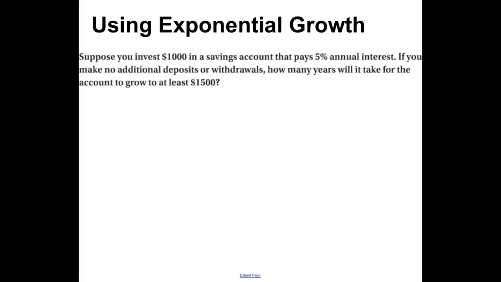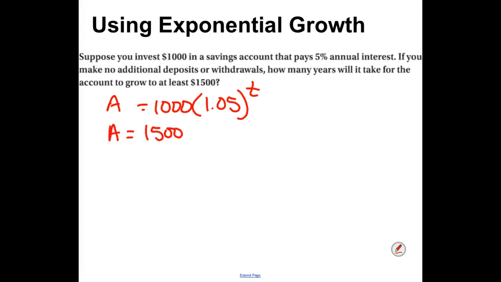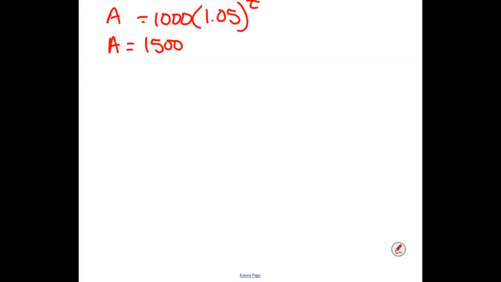So my equation, it's the same equation I had before, right? But we want our amount to be $1,500. Now, I can plug a $1,500 in there for A. The problem is we don't know how to solve that yet. You will learn how to solve that later in the chapter, but for right now, we don't know how to solve for an exponent. Okay? So how are we going to get around this? We're going to use your calculators.